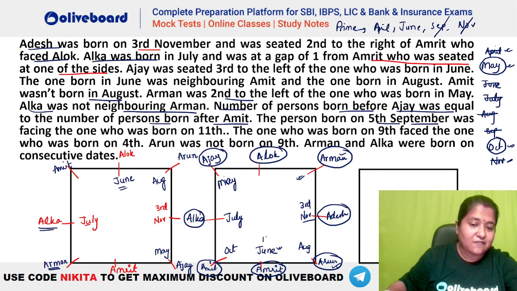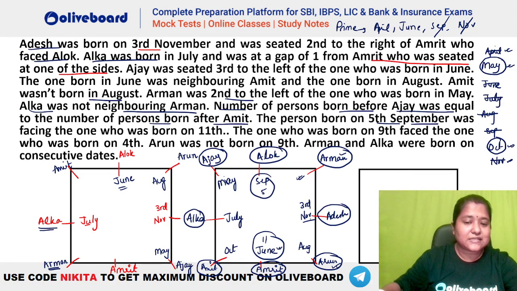Okay. So you will have 11th June here, and if 11th June is here, that means this should be your September 5. Okay. This is your September 5 here. So you can see that we have placed all the months. We are left with only one month. Now, which is that particular month? You can see we are left with April.